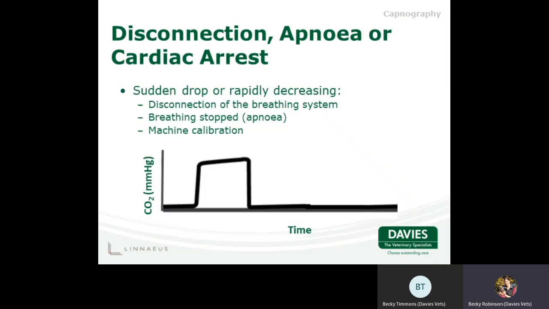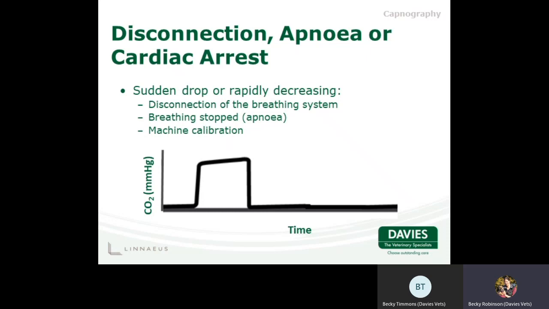We do sometimes come across traces where we have a sudden flat line on the capnograph. Now, if we've had a normal looking trace prior to the flat line, the most likely cause is that the patient has become disconnected from the breathing system and therefore disconnected from the capnograph sensor. It's also possible that the machine is calibrating and therefore just needs a minute to reevaluate things, and then it'll start giving you a normal trace again.